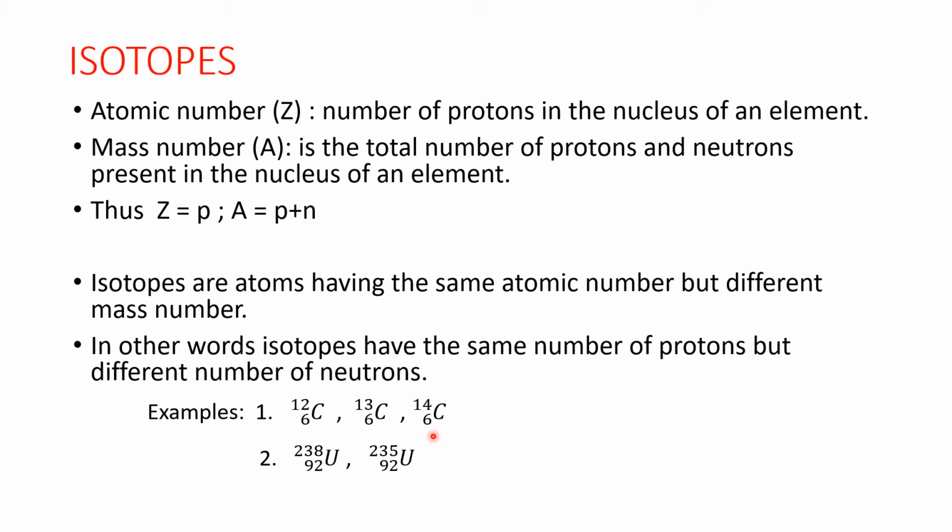Carbon-12, carbon-13 and carbon-14 have the same number of electrons outside the nucleus and therefore they show identical chemical properties. So you cannot distinguish them on the basis of chemical reactions. Another pair of isotopes shown are uranium-238 and uranium-235, which are of great importance in nuclear fission. Again, you will see that each one of them has 92 protons but a different number of neutrons.